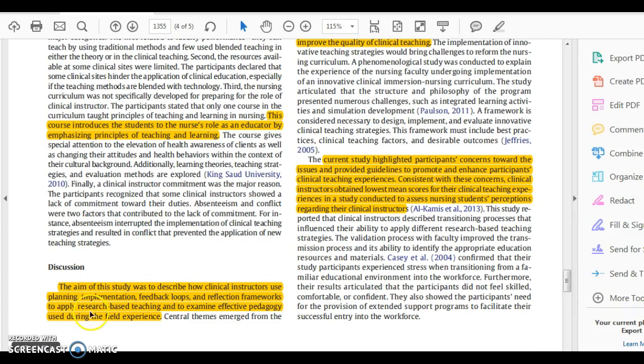So they talked about the findings, and now they're going to discuss those findings. They talk again about how the aim of the study was to describe how clinical instructors use the planning, implementation, feedback loops, reflection frameworks to apply the research-based teaching and examine effective pedagogy used during their field experiences or while they're teaching.